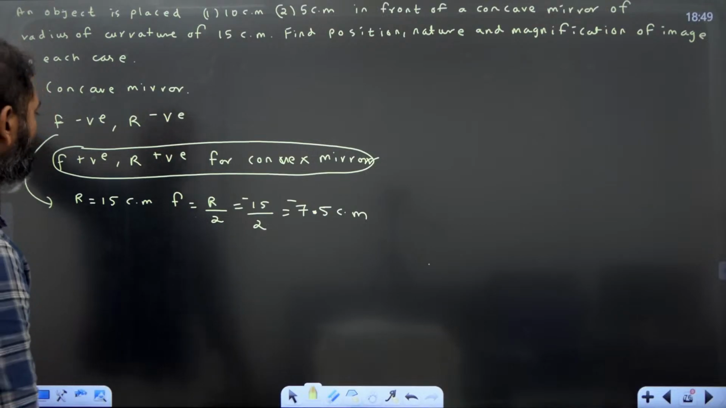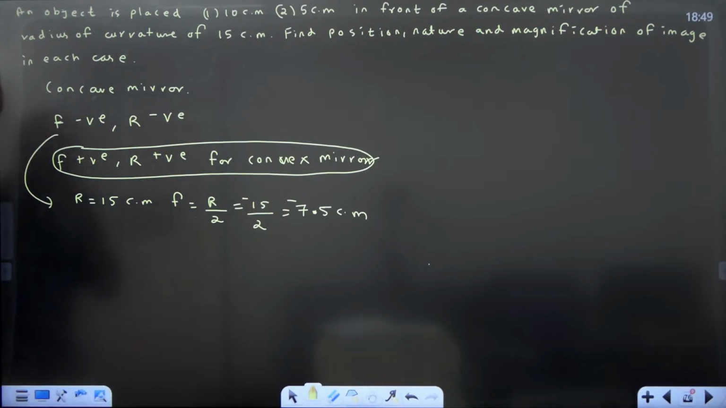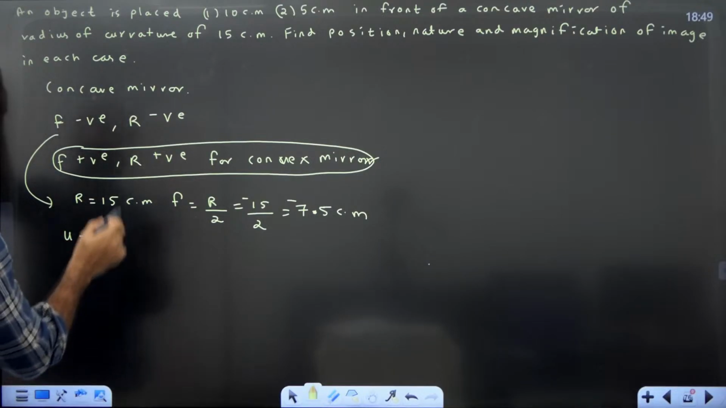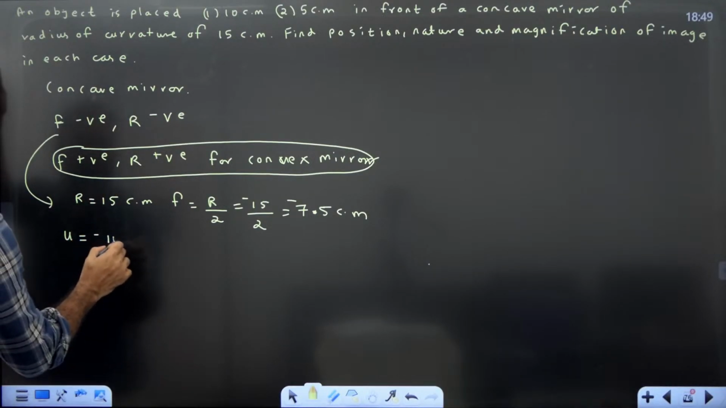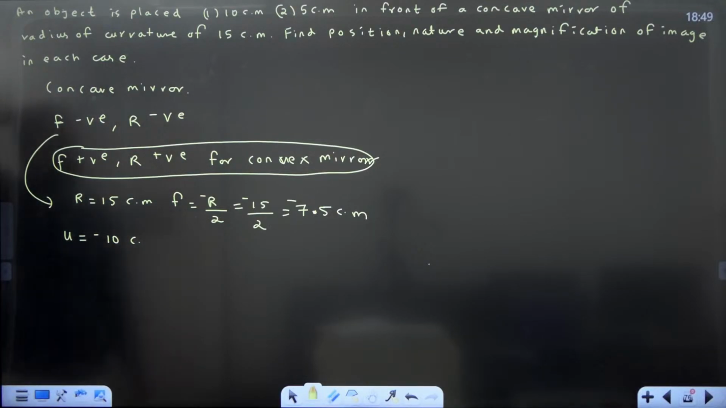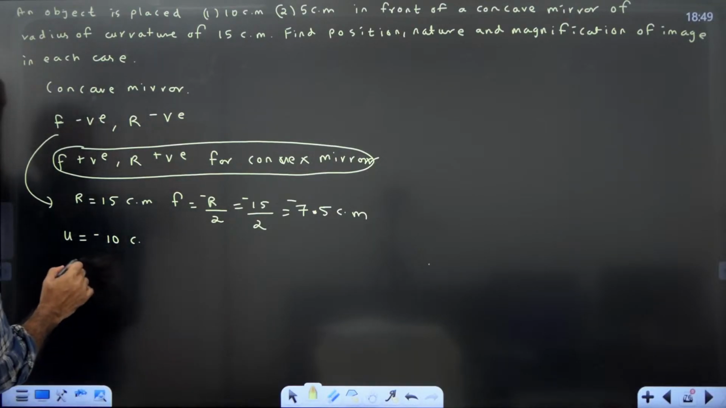Find the position and nature. Okay, so we have the object distance given. What is the object distance? It is first 10 centimeter, so I should be taking minus 10 centimeter, isn't it? Object distance is minus 10 centimeter.